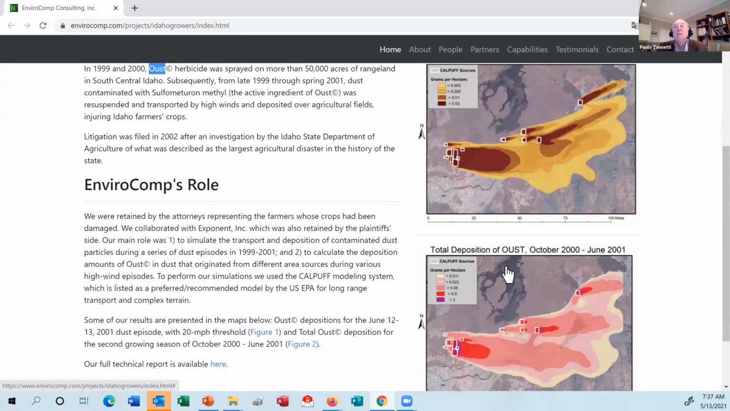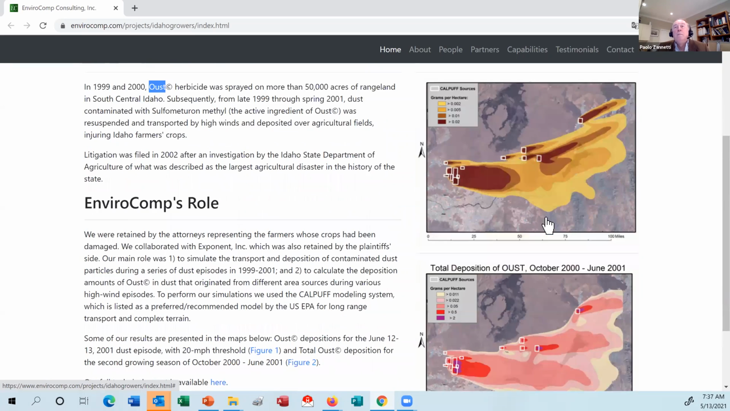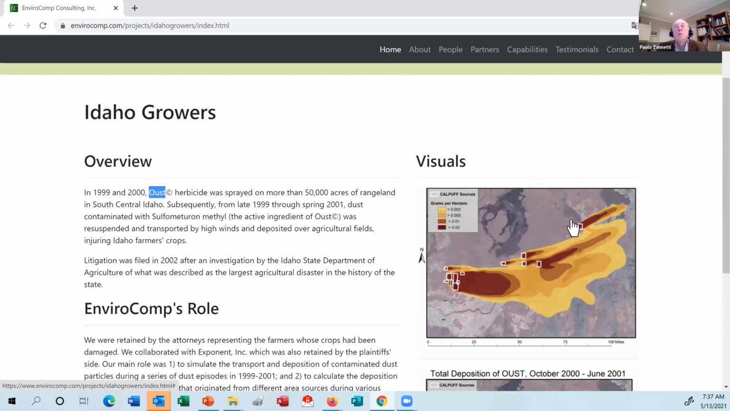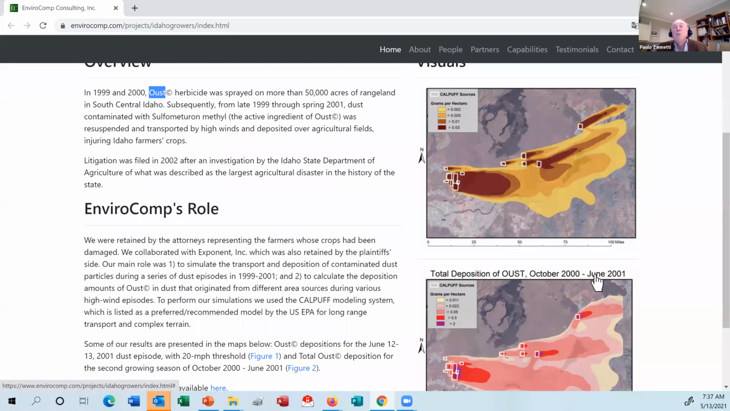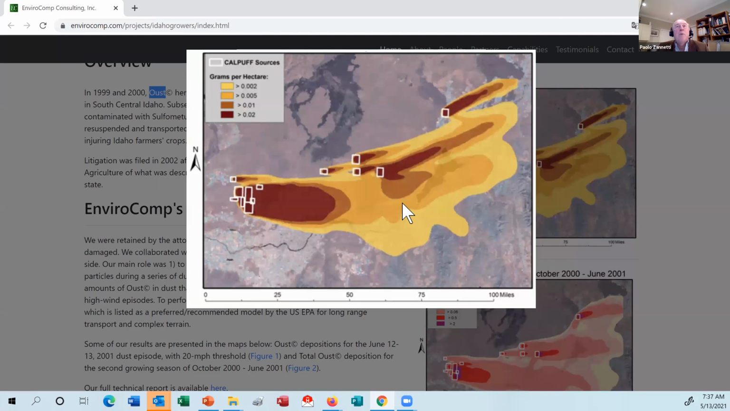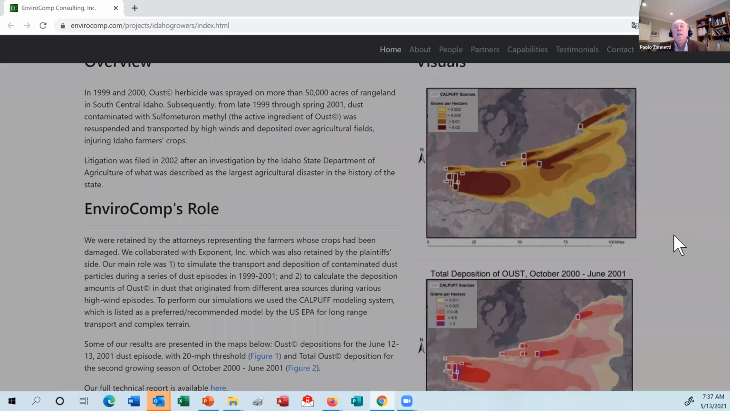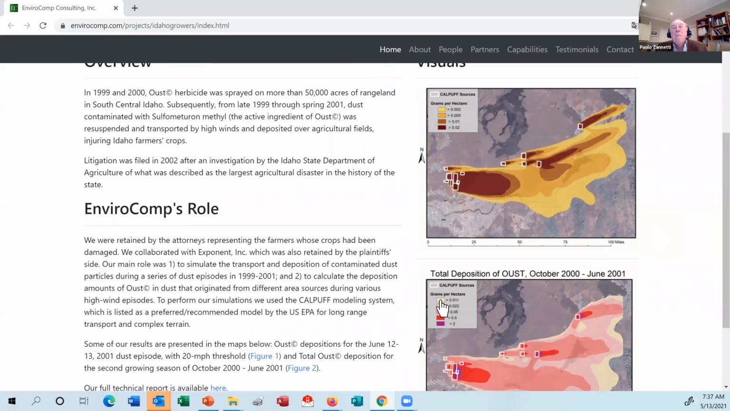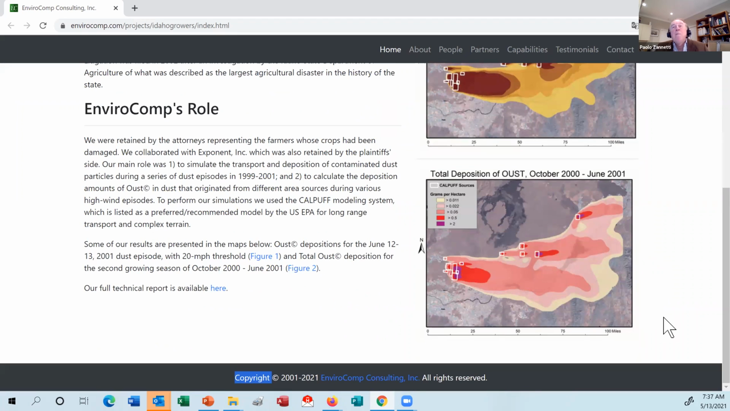And these are the results. These are the results for, we forgot to put the time. These are the results for 2000, 2001. And I believe these are the results for the previous year, 1999-2000. However, this is the deposition of Oust in grams per hectare. And so we were able to compare these values.